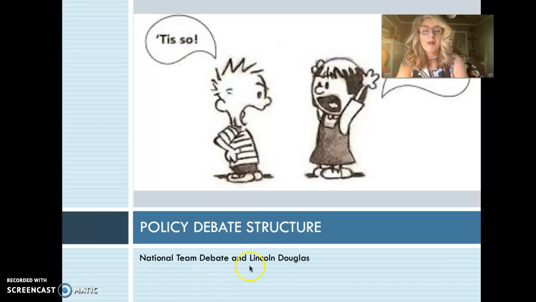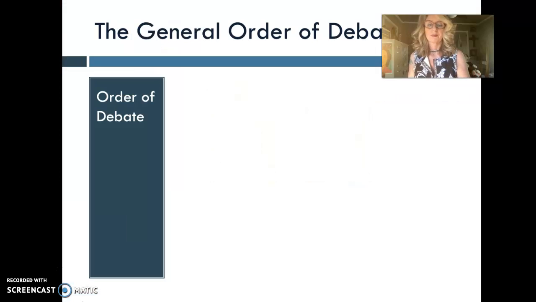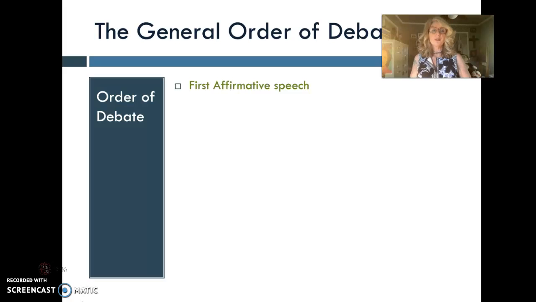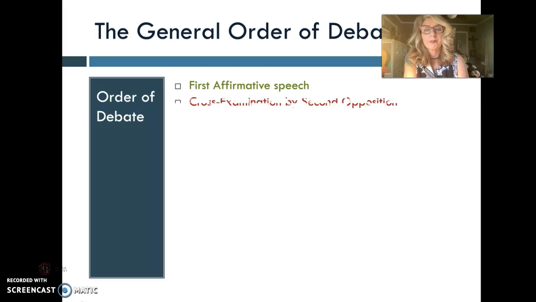All right, policy debate structure. Now we're going to get right into the structure of how we're going to do this debate. So the general order of the debate: you have 2 people on the affirmative and 2 people on the negative side. First affirmative does their 4-minute speech. In this case, I believe it's going to be 4 minutes. You're going to have 4 minutes to present your stock issues.